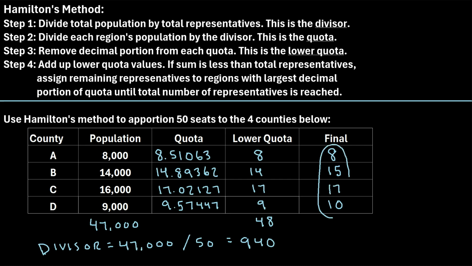Now if we add up this column, we'll find that they do add up to 50, which is the total seats that we wanted to assign. So this will be our final answer for this one. This is how many seats each county will get. That was just a quick example of how to use Hamilton's method.